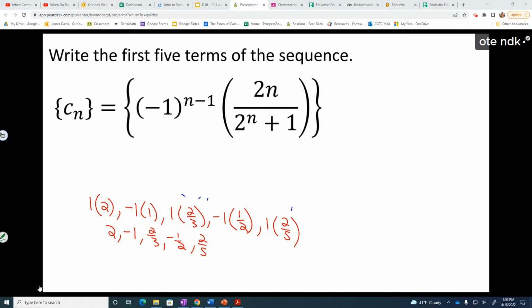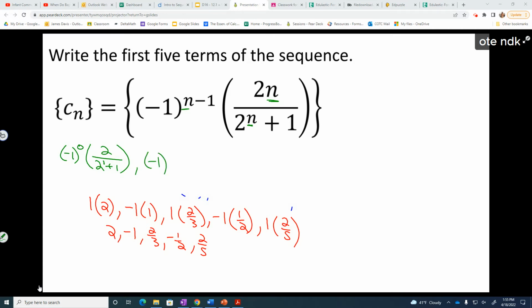Okay, so let's try our first term. Maybe we'll simplify a little bit as we go on this one. So we're getting the hang of it now. Our first term is going to be negative 1 to the 1 minus 1, to the 0 power, times 2 times 1, which is 2. And then we'll go 2 to the first power plus 1. That's our first term. You don't have to simplify if you want to just plug 1 in every time, that's fine. Just going to do a little bit of simplifying though.